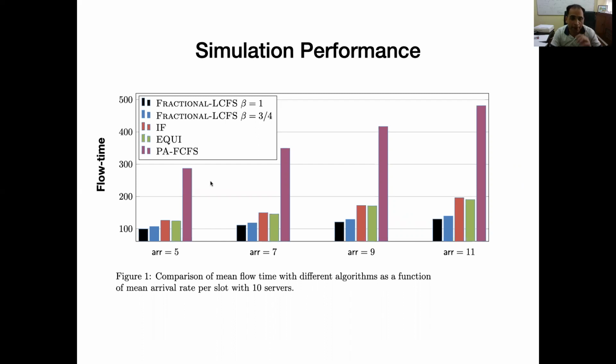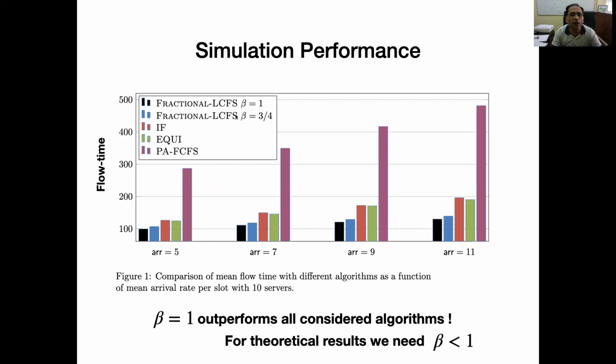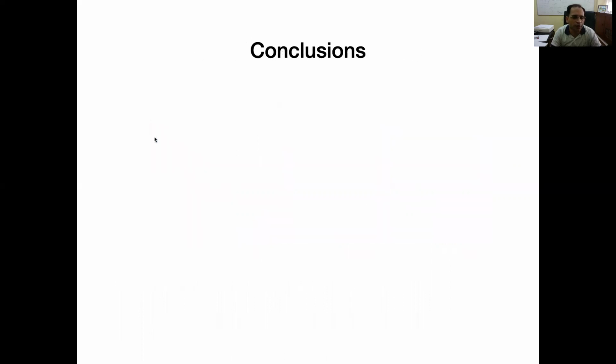So what we see is that even though we don't show the result for beta equal to 1, which is technically challenging, the simulated performance with beta equal to 1 outperforms every other algorithm. For technical reasons, for proving our result, we need beta to be strictly between 0 and 1. And we see that the performance is reasonably close to beta equal to 1, but universally beta equal to 1 outperforms beta equal to 3/4 and any other choice we make. It also is instructive to see that our algorithm is actually beating other algorithms which are well known in literature. So let me conclude.